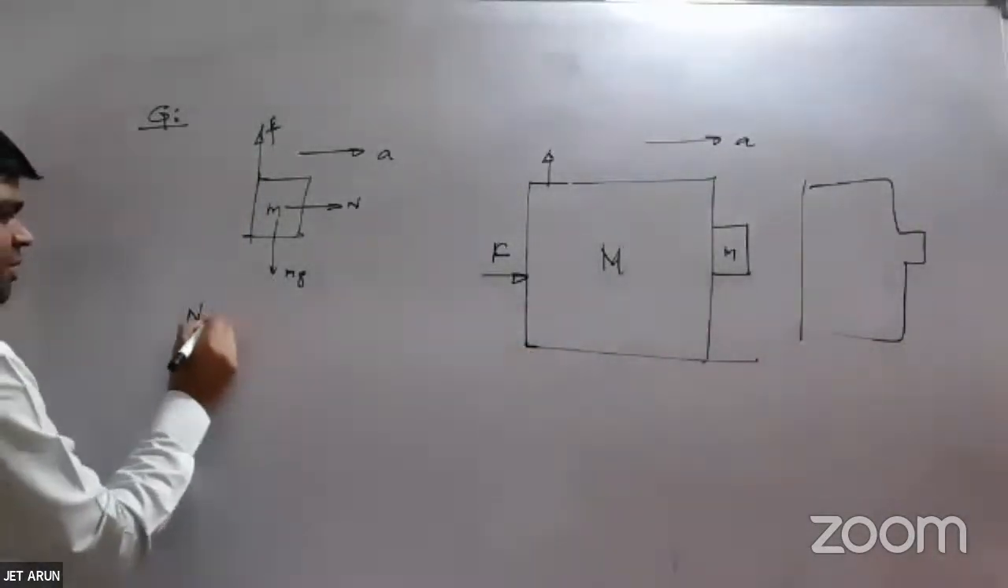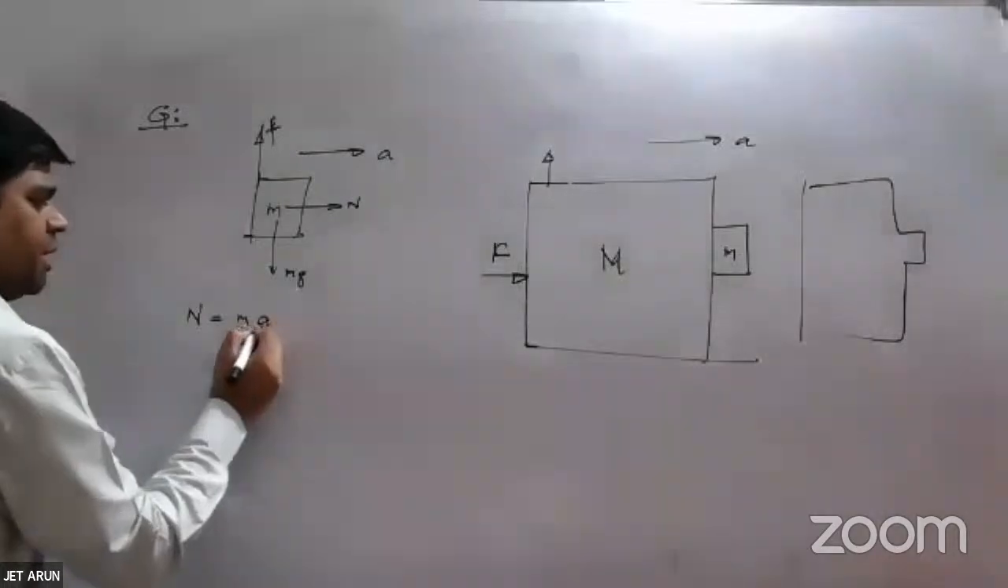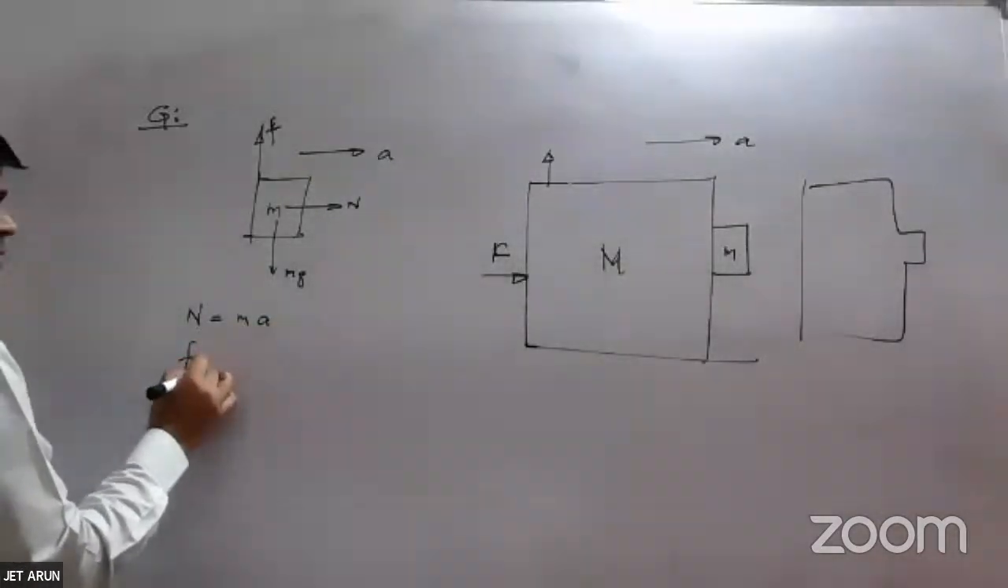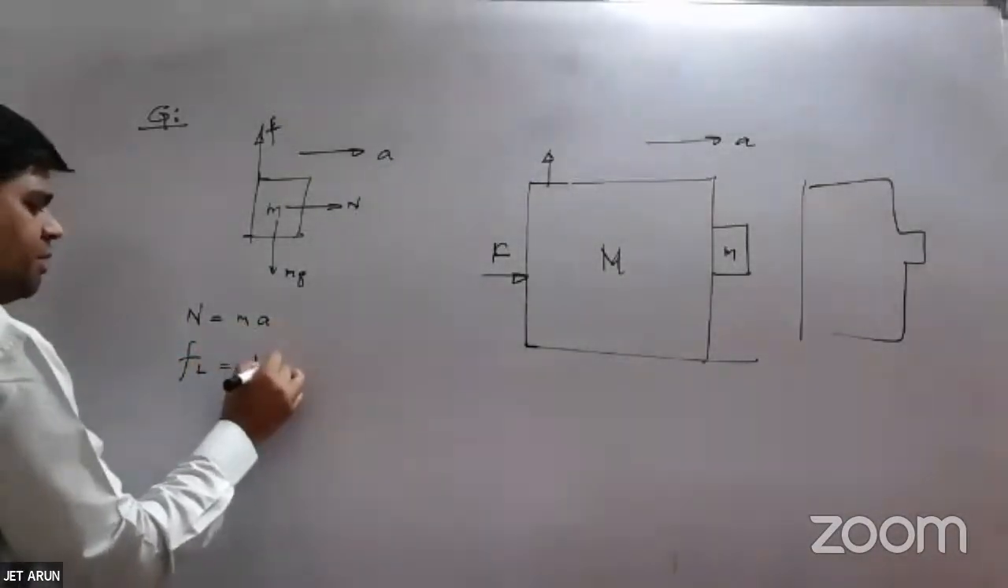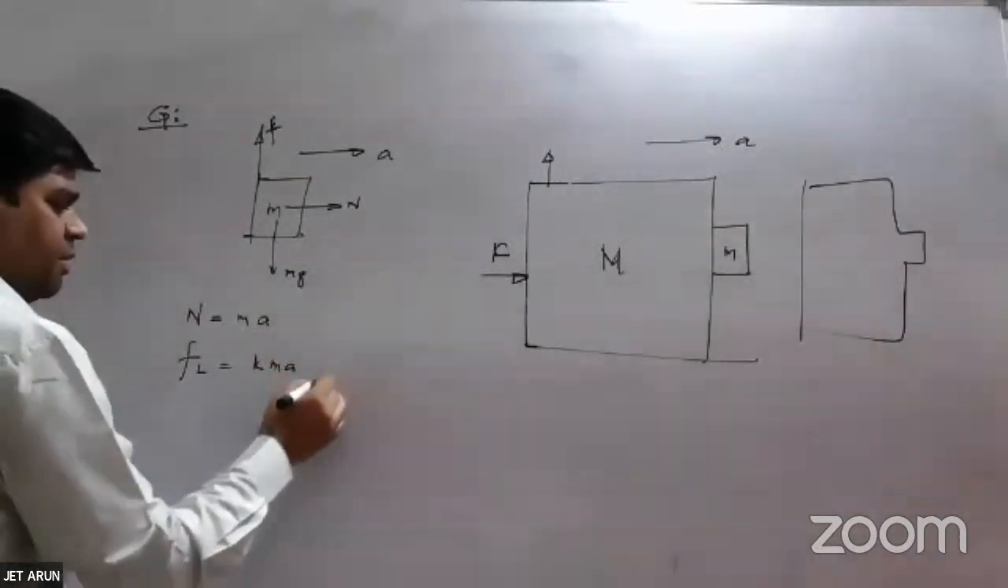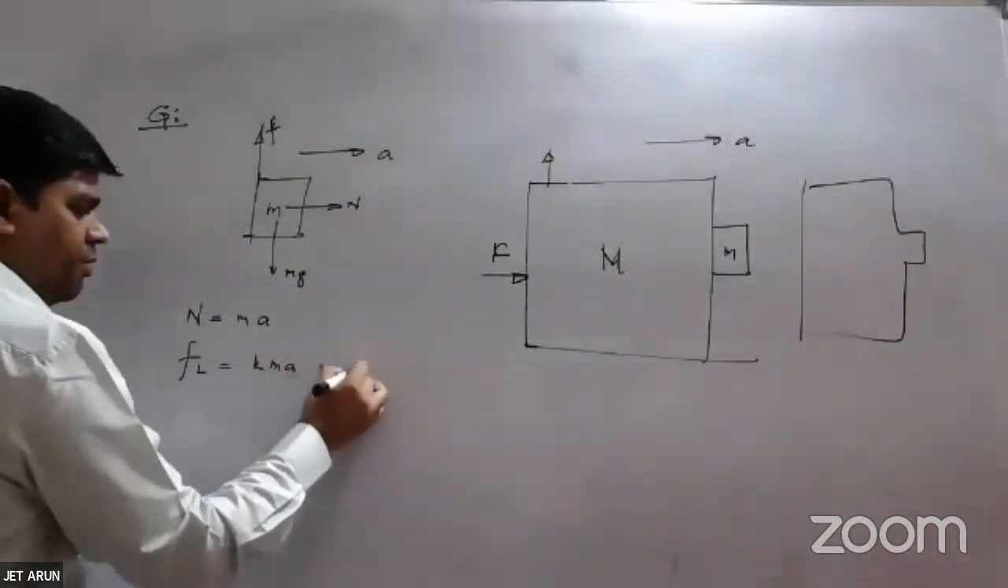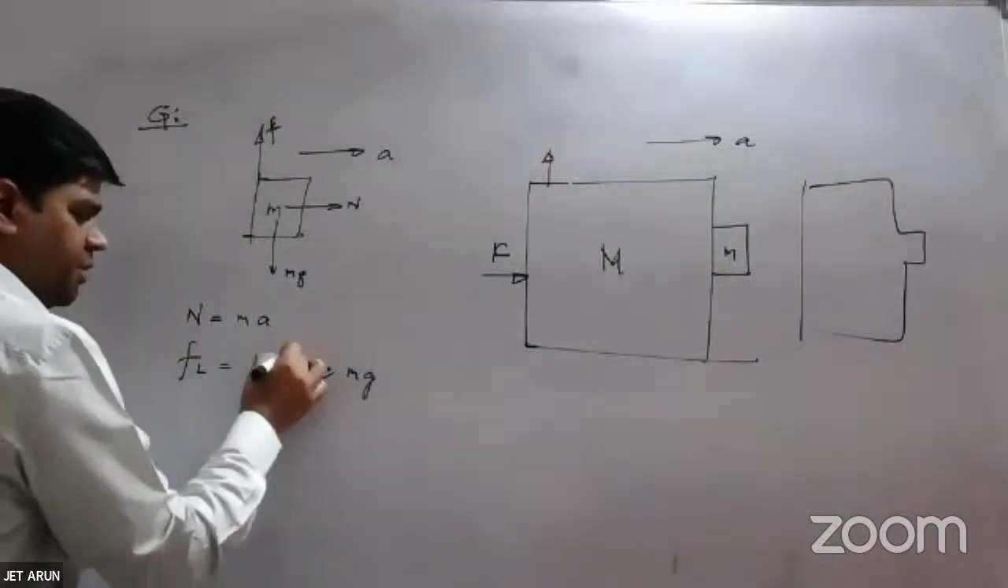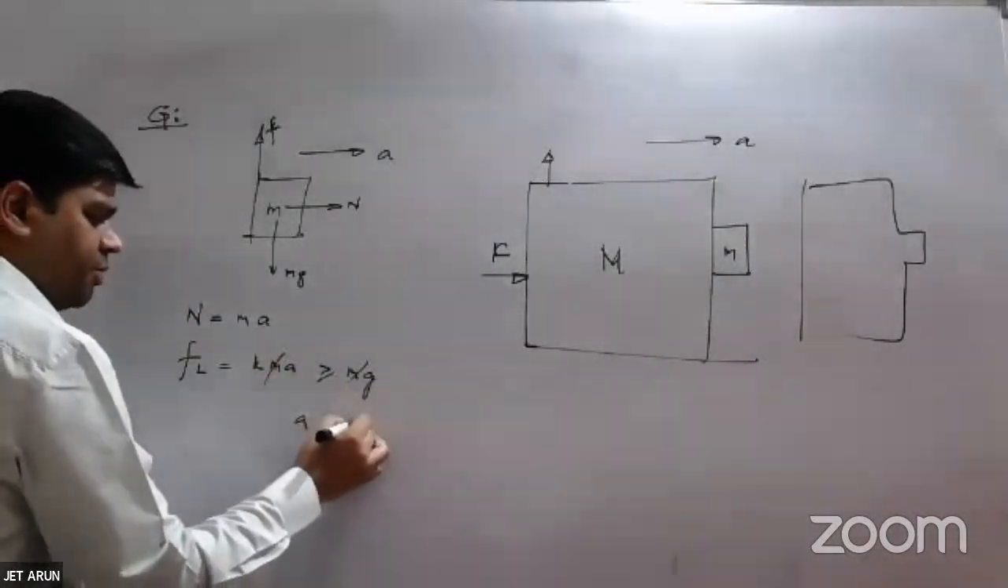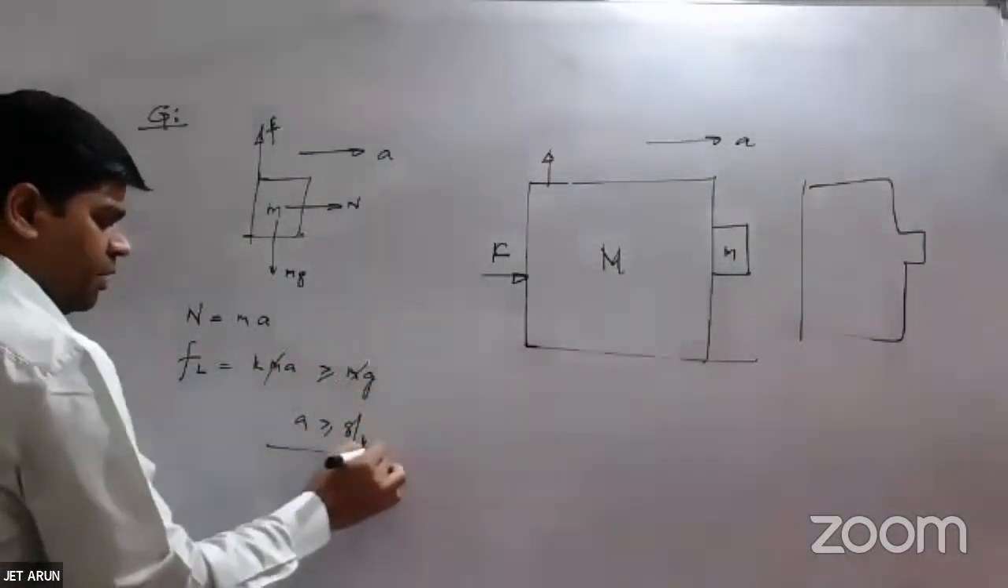So I have N equal to mass times acceleration. Limiting friction is mu times N, which is mu times ma. If this is greater than or equal to mg, I'll get no slipping. m gets cancelled out, and a is greater than or equal to g by mu. I got the acceleration.